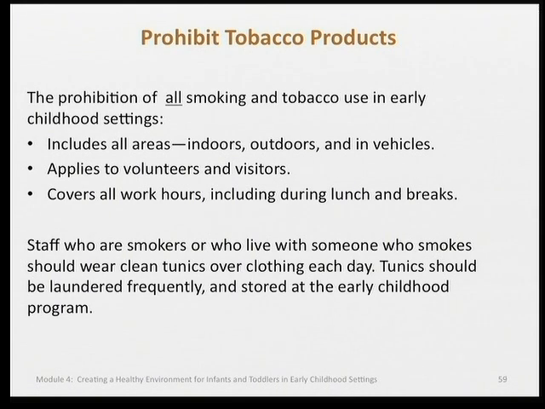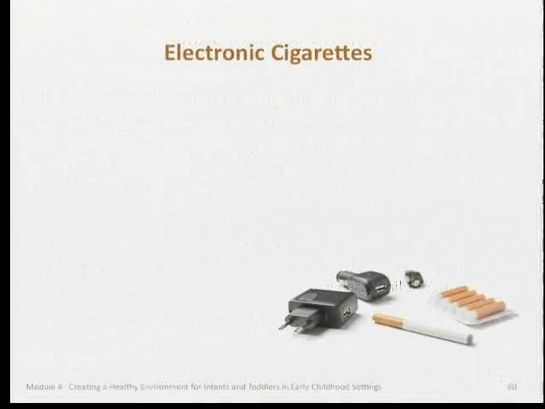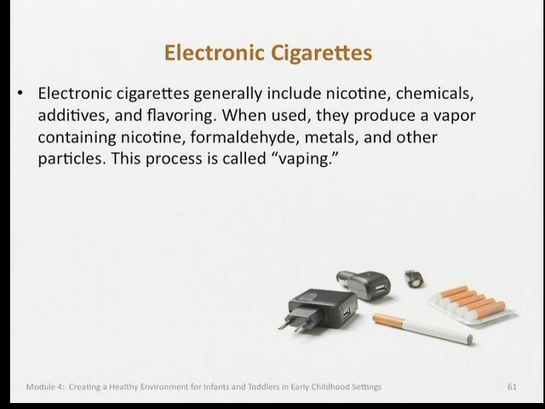The tunics should be laundered frequently and kept at the early childhood program in a smoke-free environment. Some people are now using electronic cigarettes, sometimes called e-cigs. These are battery-operated devices that can look, act, and taste like a real tobacco cigarette. E-cigs generally include nicotine, chemicals to vaporize the nicotine, additives, and flavoring.